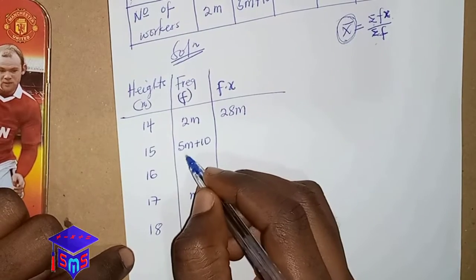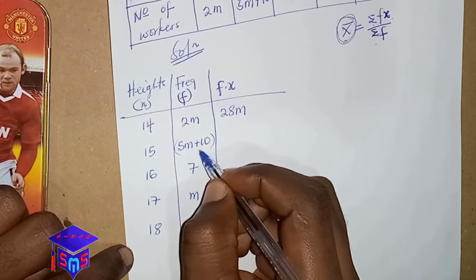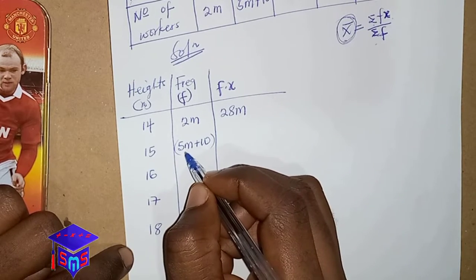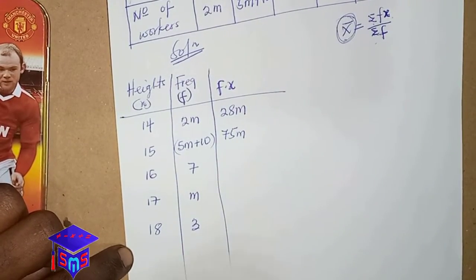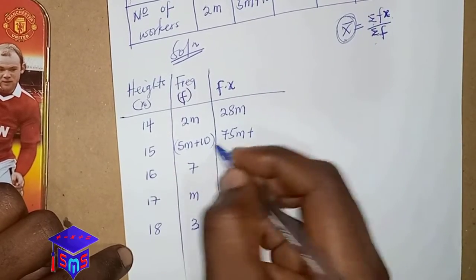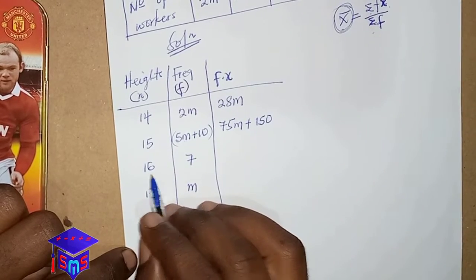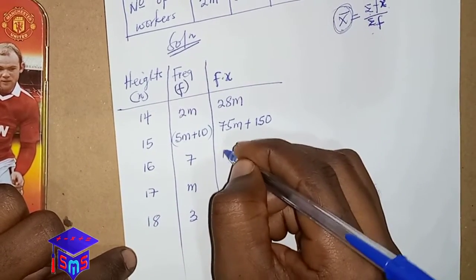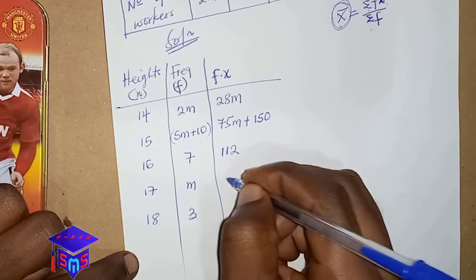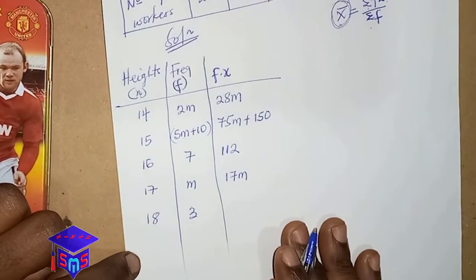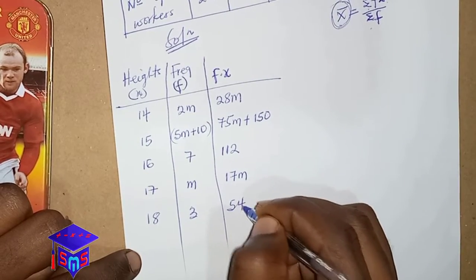Okay, now 15 times 5m plus 10. Now 15 will multiply the two quantities in the bracket. Okay, so 15 times 5m should give us 75m, then plus 15 times 10 should give us what? 150. Now when you come here, 16 times 7 should give us 112. And then 17 times m will give us 17m.